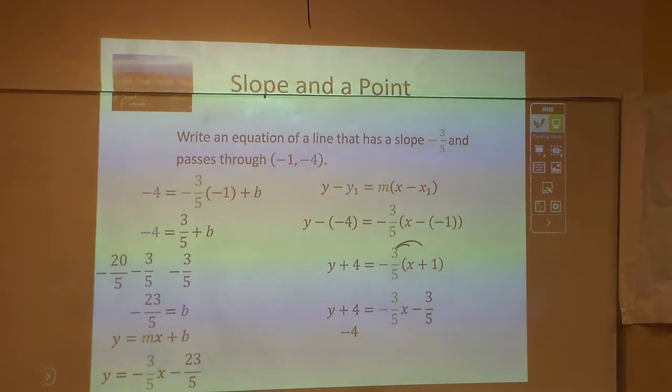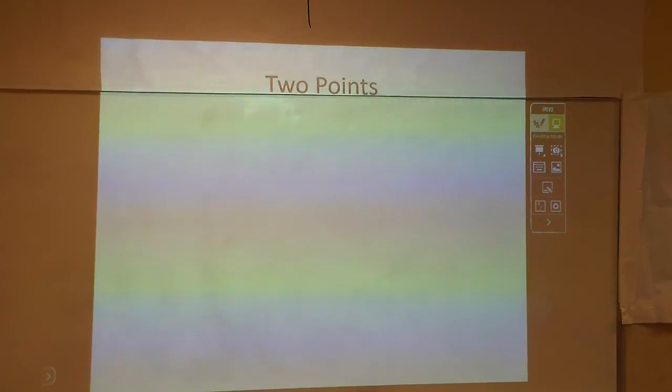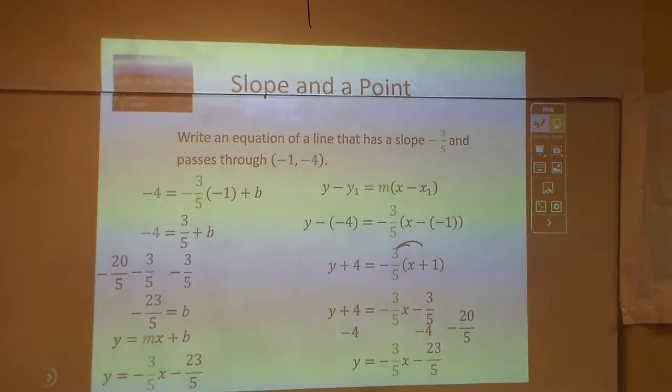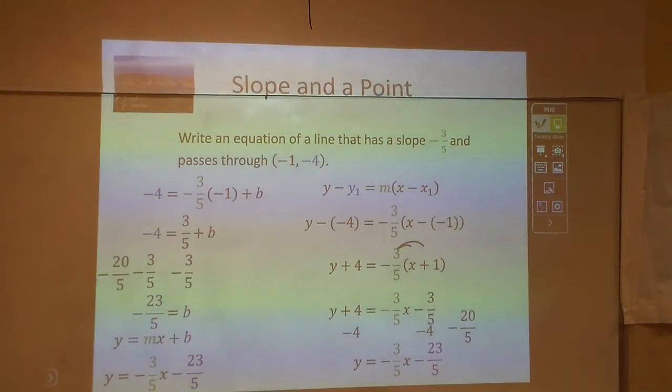And then once again you'd have to add 3/5 or minus 4 to each side to get the y by itself, which is the negative 23/5, which once again we end up with the same answer that we just had right there. Alright? That's if you have a slope and a point.